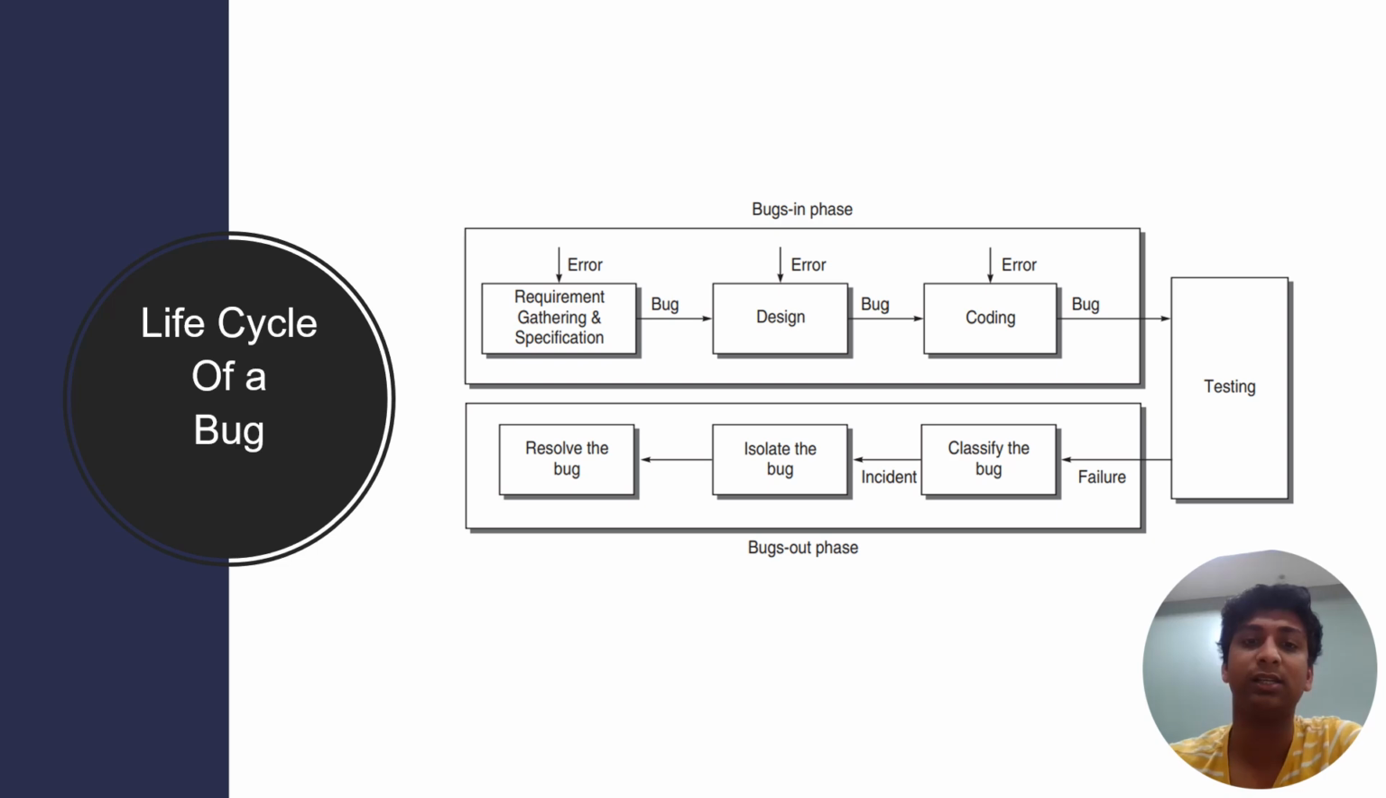failure, right? Classify the bug out first: classify the bug, isolate the bug, and resolve the bug. That will cause a failure, and then you will classify it. Okay, this is my bug. Then you'll isolate the bug, separate the bug and resolve it, and again send it for testing.